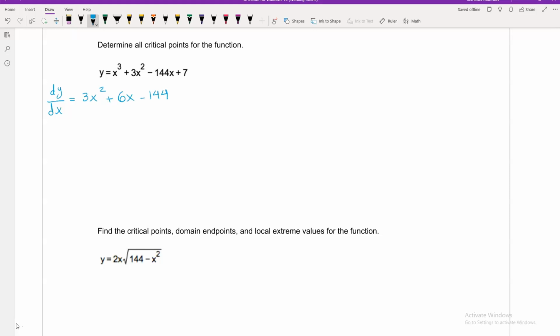What we have here is a polynomial, and it is defined for all real numbers. So to find the critical points, we set this polynomial equal to 0 and solve for x. Here we can factor out 3. So we have 3 times x squared plus 2x minus 48.